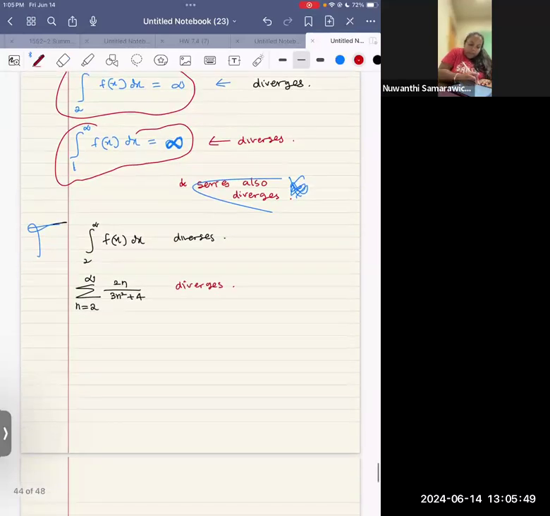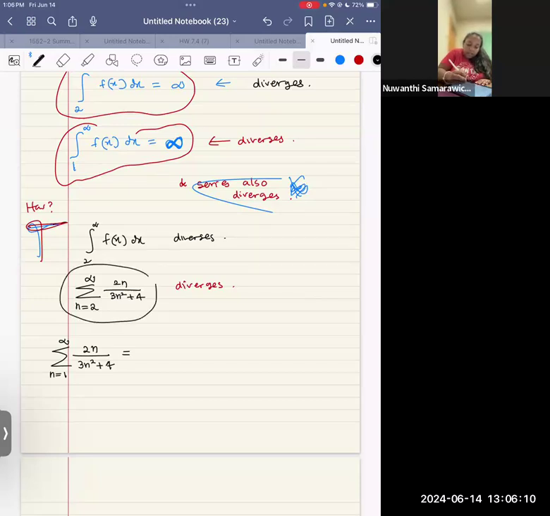Okay. But what do we need? We need to find this series, the sum from n equals 2 to infinity of 2n over 3n squared plus 4. How do we get this infinity in terms of this? This means we are starting from A2, A3, A4, like that. Okay, this means it's A1, A2, A3, like that.